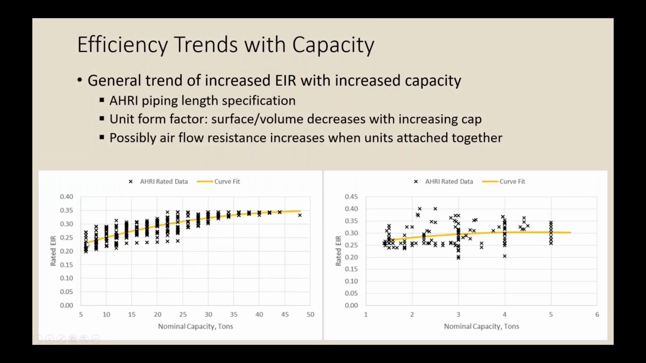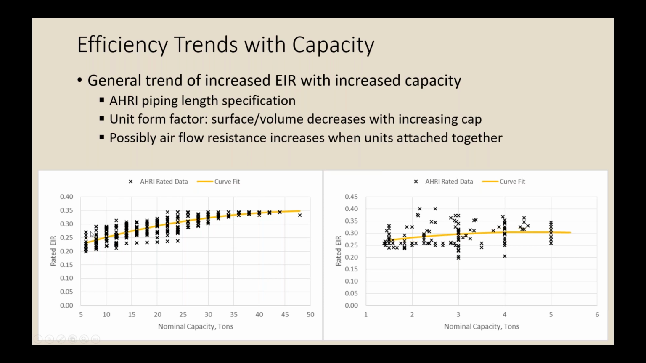So here's a little more discussion on the change of efficiency with capacity. On the left, it's the big units. I've got it now as EIR, so a bigger number is less efficient. And you can see a real strong trend on average that as you get bigger, the efficiency goes down. I think a big part of it is the piping length specification. Another important thing is a form factor, how much surface area there is for rejecting heat relative to the capacity of the unit.